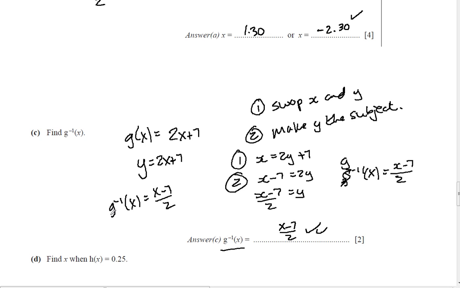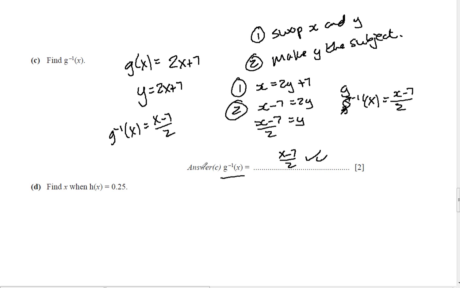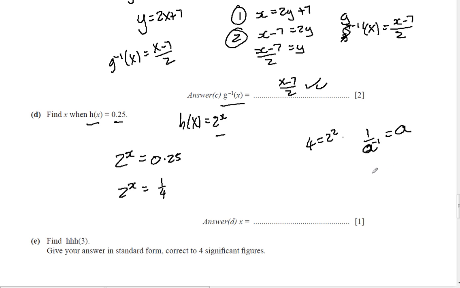Find x when h of x is equal to 0.25. h of x is 2 to the power of x. So we make 2 to the x equal to 0.25. And 0.25 is the same as saying 1 over 4. And according to indice laws, 4 is 2 squared. If we have 1 over a to the power of negative 1, that's the same as saying a. Or if you have a to the negative 1, that's the same as saying 1 over a. So these are indice laws.